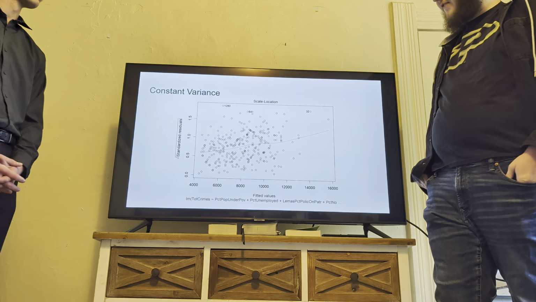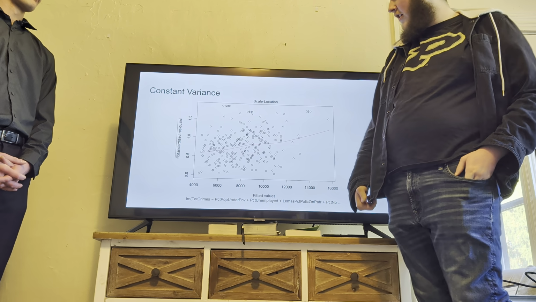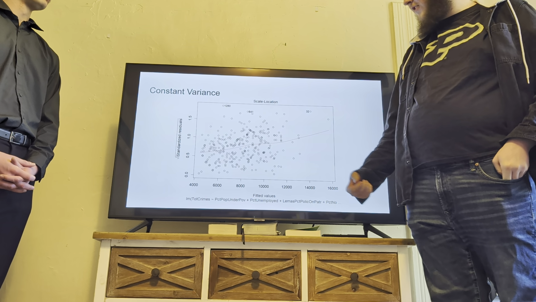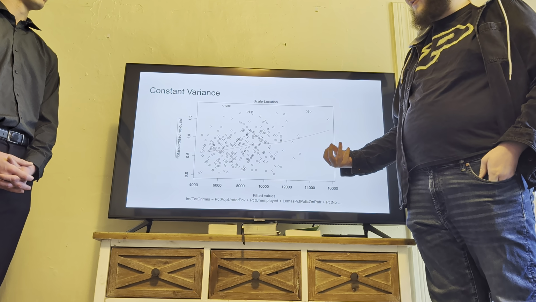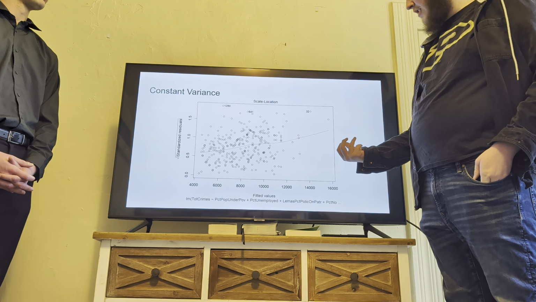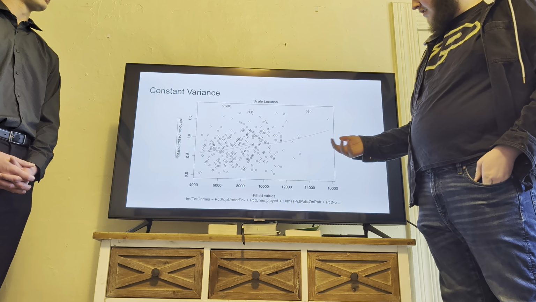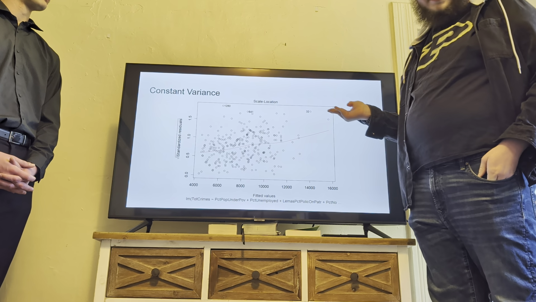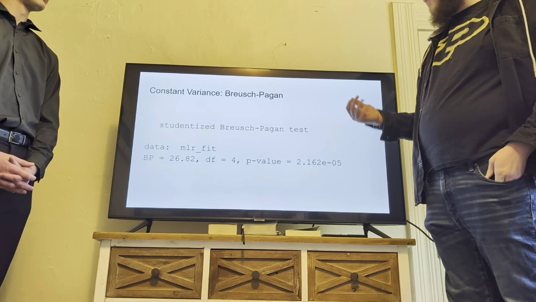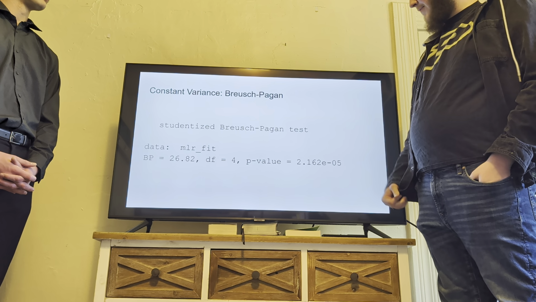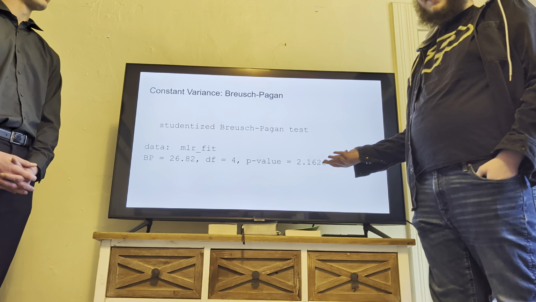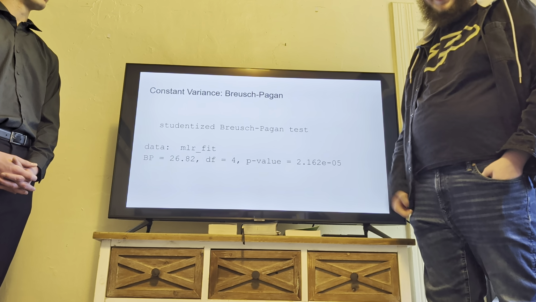Looking for constant variance, you can see in this scale location graph, as our fitted values increase, the magnitude of our standardized residuals increase. As you can see with this line, that's increasing. We did a Breusch-Pagan test, and our p-value was low, which suggests that we have heteroscedasticity.